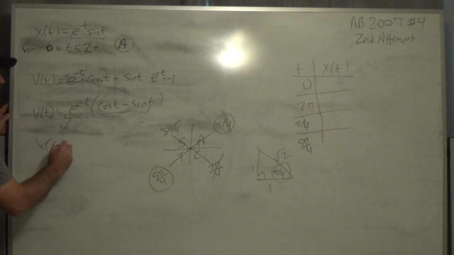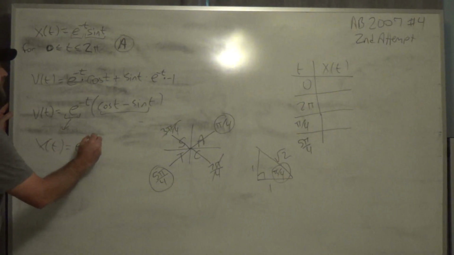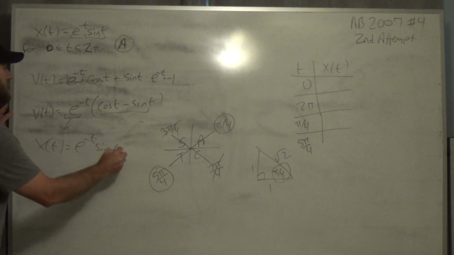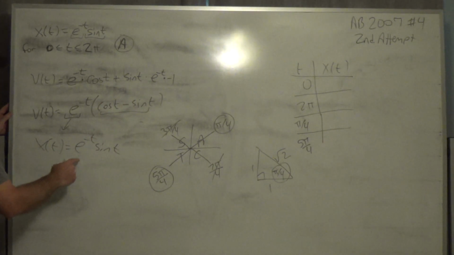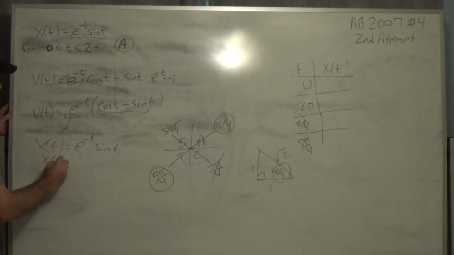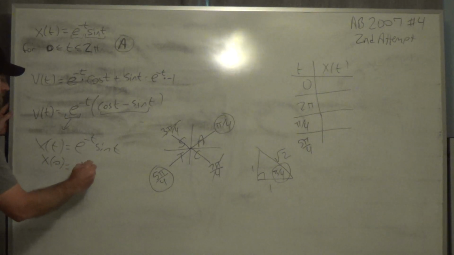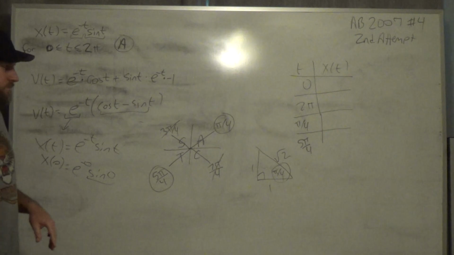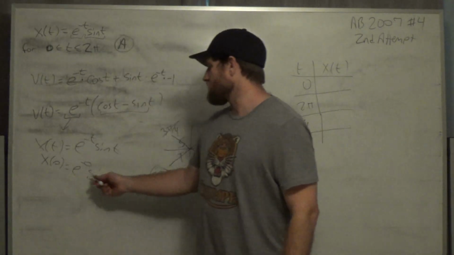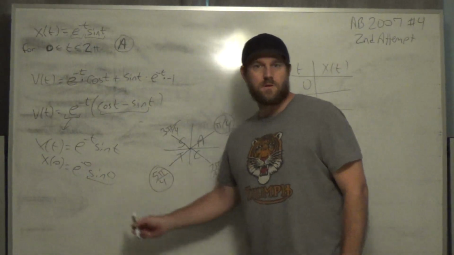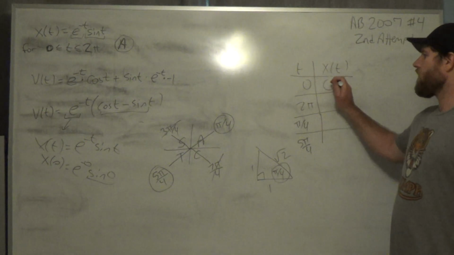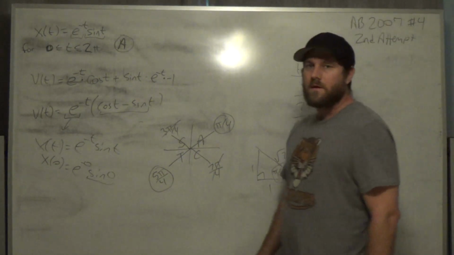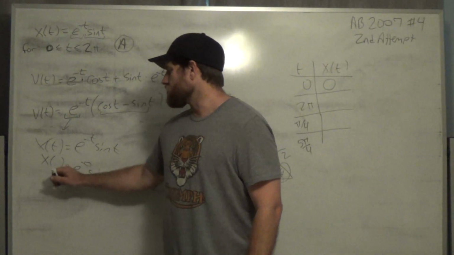Okay, so x of t equals e to the negative t times sine t. So the first thing we're going to plug in is 0. So if I plug in a 0, sine of 0 is 0, anything times 0 is 0. So at 0 we get 0. Now let's try 2 pi.